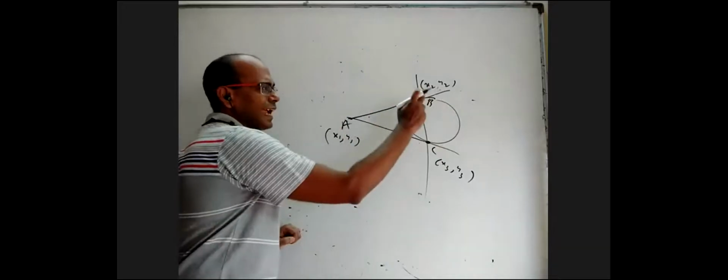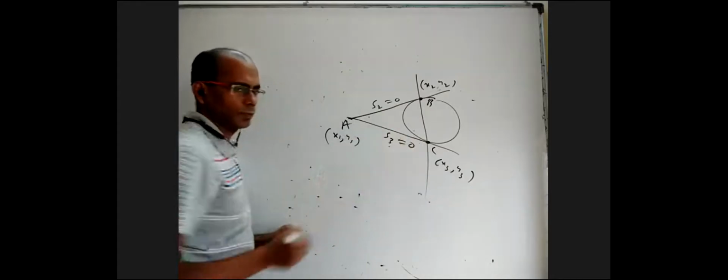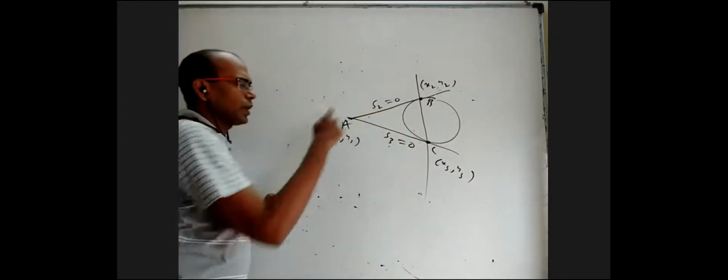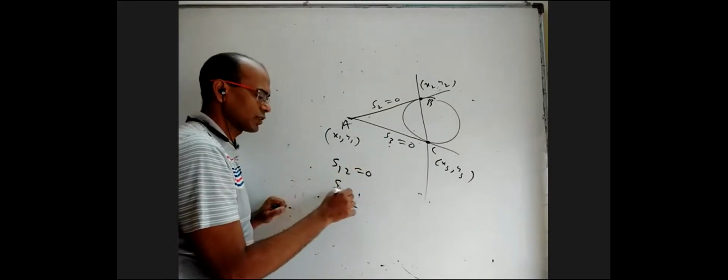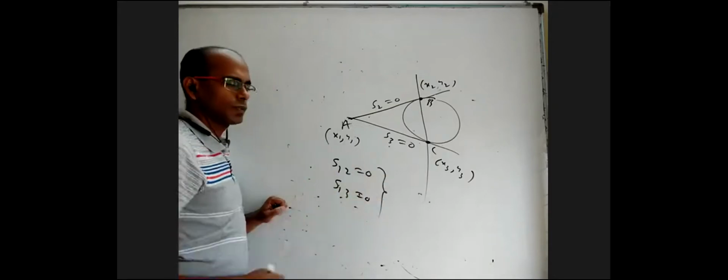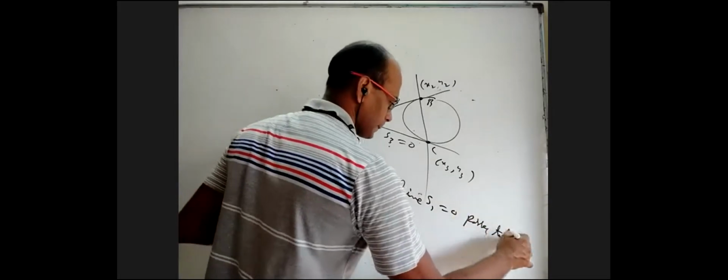Because this is a tangent at B, the equation of this is S2 equal to 0. Because this line is tangent at C, S3 equal to 0. And because this line passes through X1, Y1, S12 equal to 0. Because this line is passing through X1, Y1, when you substitute, you'll get S13 equal to 0. From this, we can say line S1 equal to 0 passes through X2, Y2 and X3, Y3.